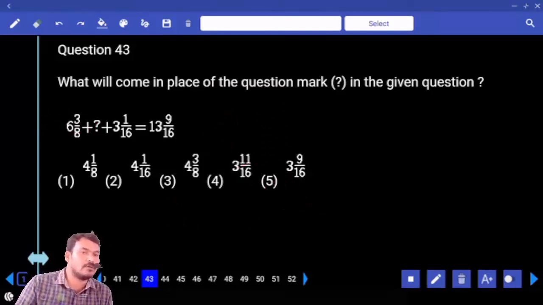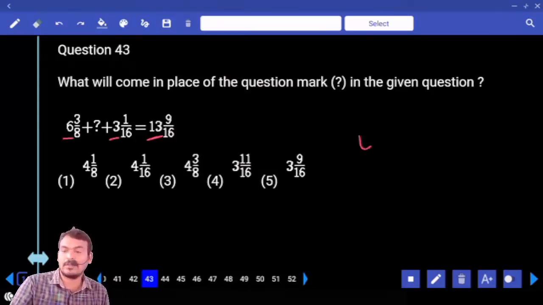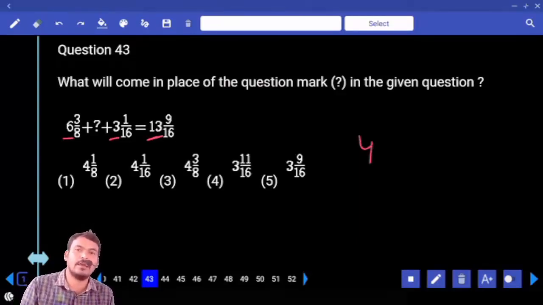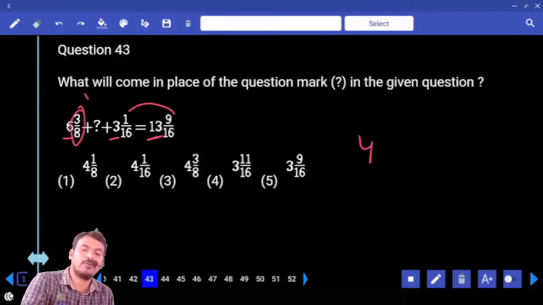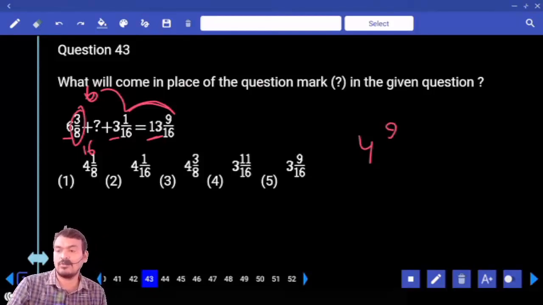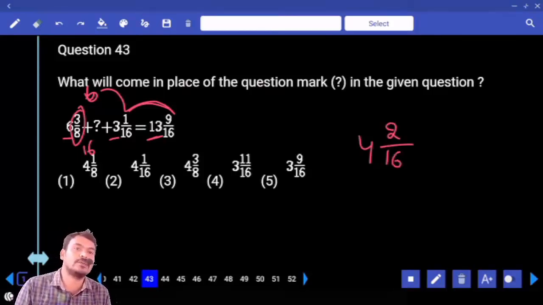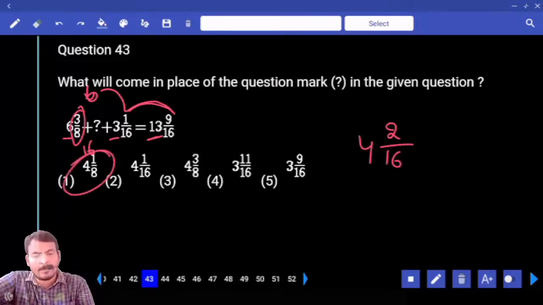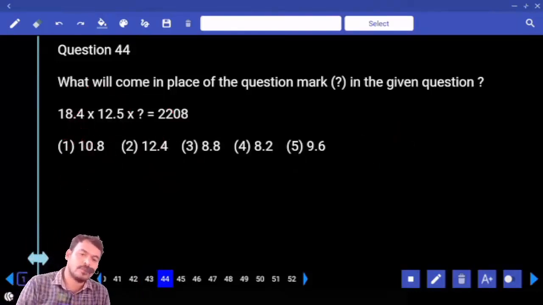Next, mixed fractions. First priority, integers. 6 plus 3, 9, 13 minus 9. What is the remaining value? 4. After that, fractions adding. 9 minus 1, 8. 3 by 8 means written 6 by 16. 9 minus 1, 8. 8 minus 6, 2. Then it is 2 by 16. 2 by 16 means 1 by 8. Which option? First option.